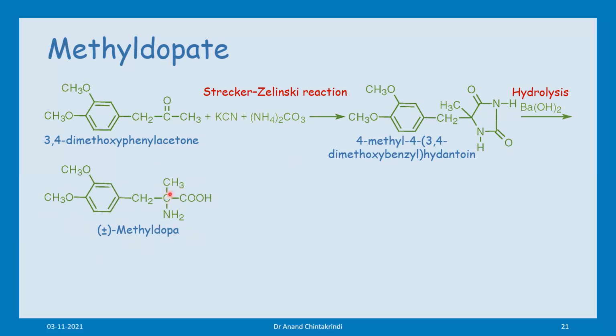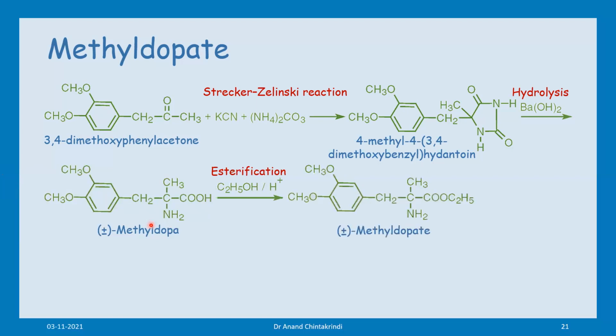So this carbon is the chiral carbon here. When you hydrolyze this, you get the formation of this methyldopa, which is racemic. Now, methyldopate is actually an ester form of methyldopa. So you first esterify it using ethanol. So you form this methyldopate, which is again a racemic mixture.